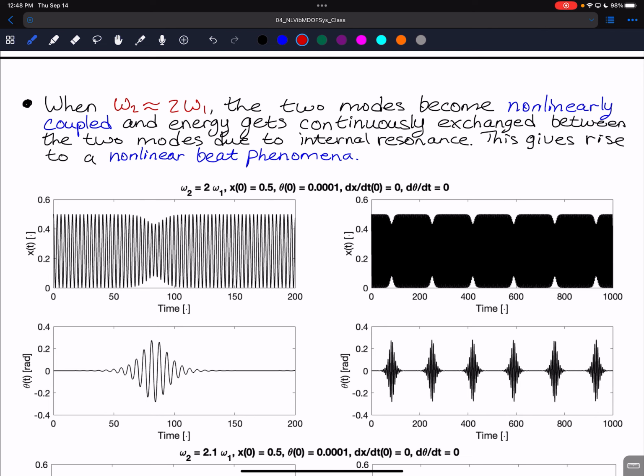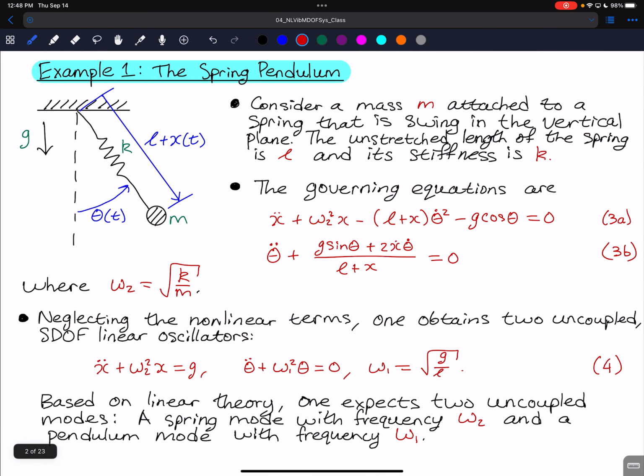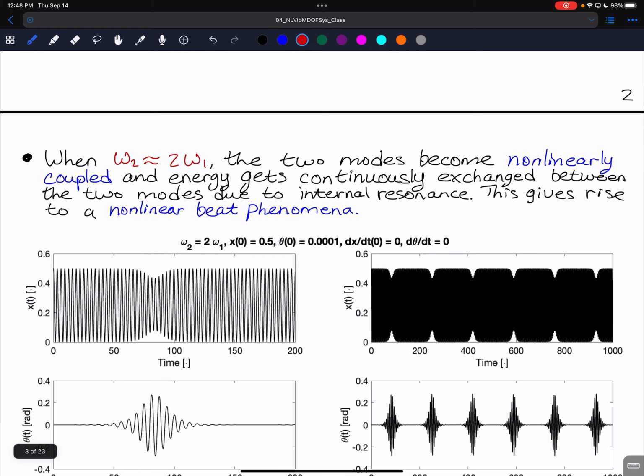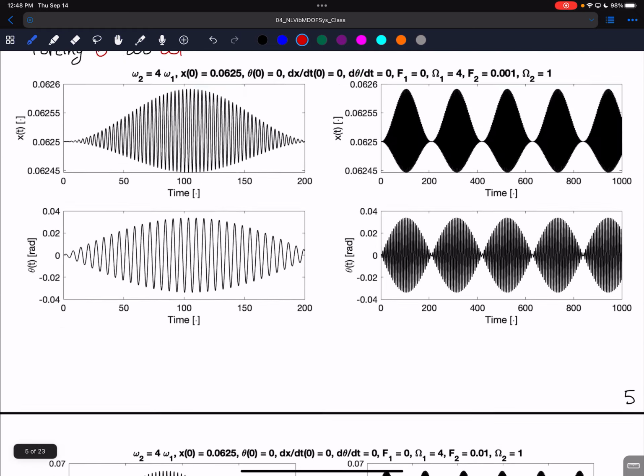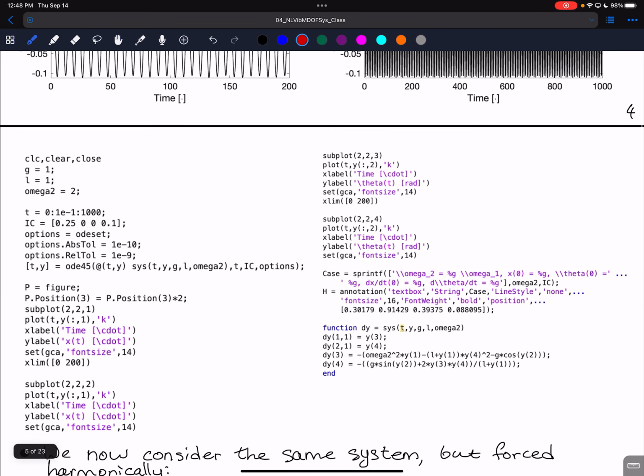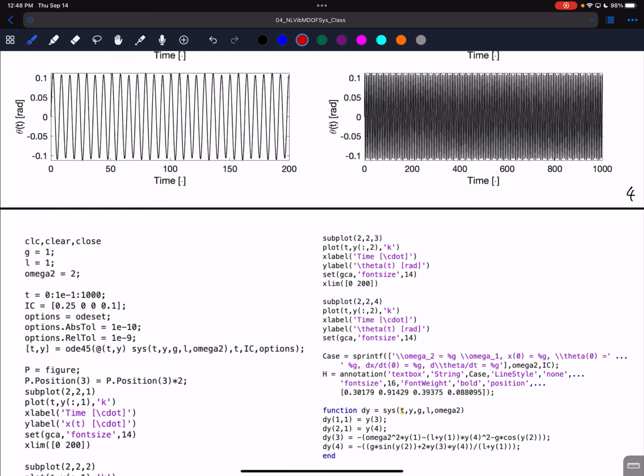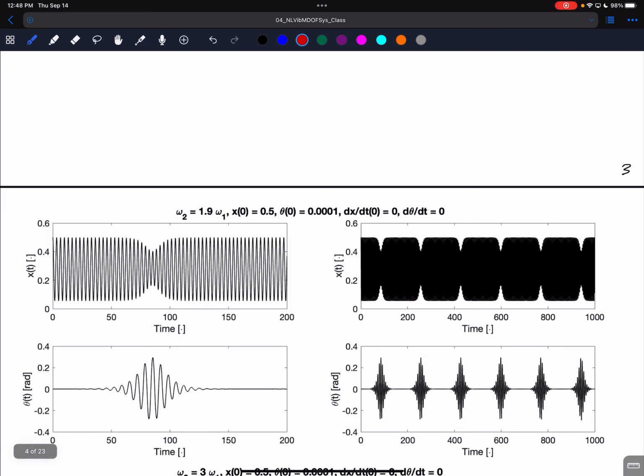So what I've done here is some numerical simulations for equations 3a and 3b. In this case, I've used the linear omega 1 squared just to determine parameters. It's very simple. We'll go down to the code and take a look right here. I've just set g equal to 1, L equal to 1, and then omega 2 equal to 2. So we can directly get this 2 to 1 relationship. Okay, and then we're going to vary initial conditions.